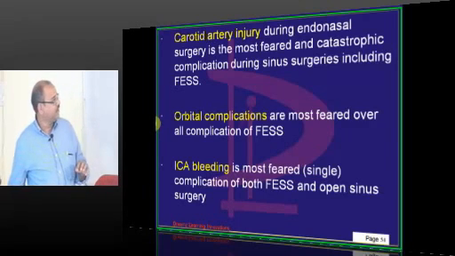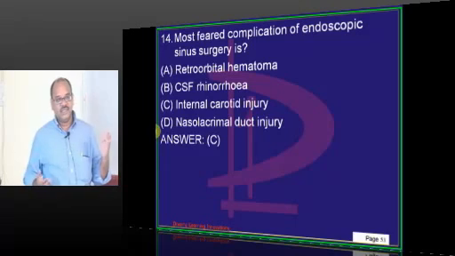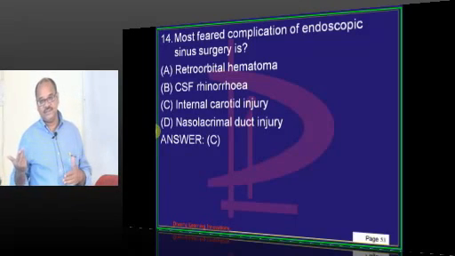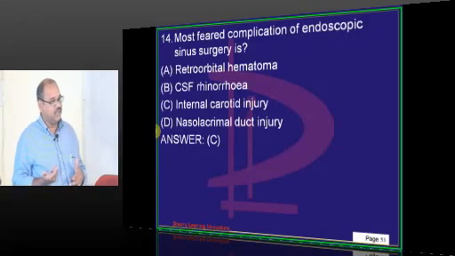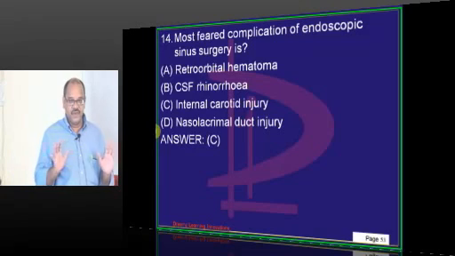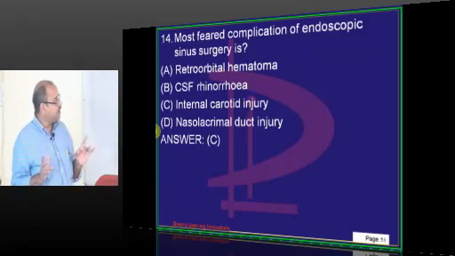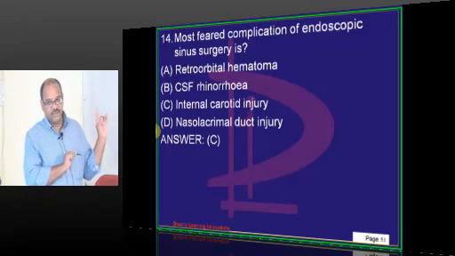When the question is given like that, you have to think which is very difficult to manage. It would be the correct answer. Internal carotid artery injury and retroorbital hematoma, both are most feared complications. But we can manage retroorbital hematoma comparatively more easily than internal carotid artery injury.